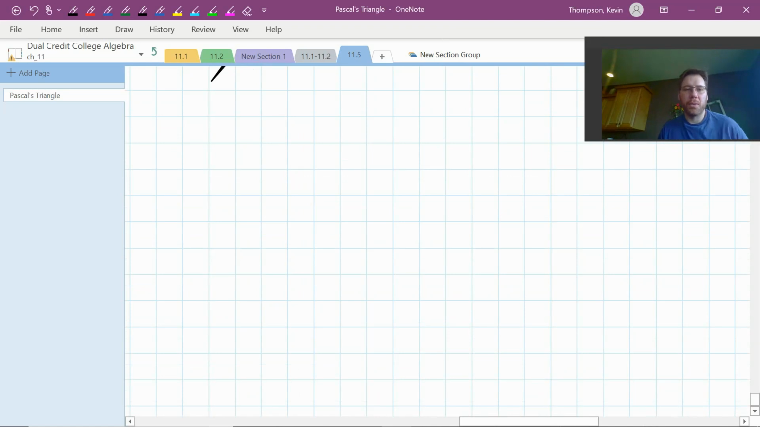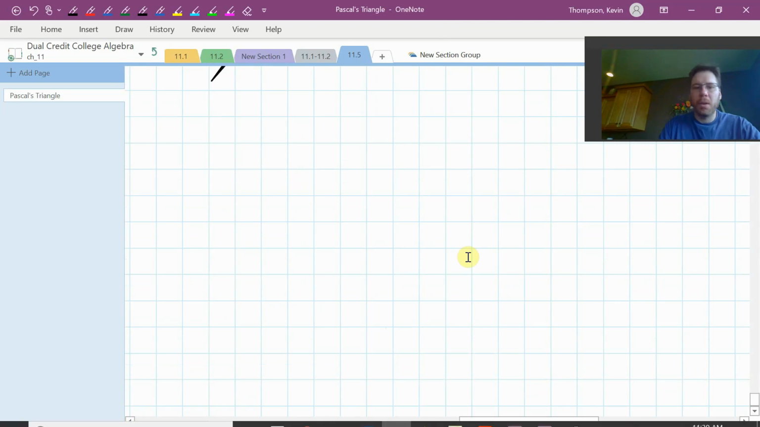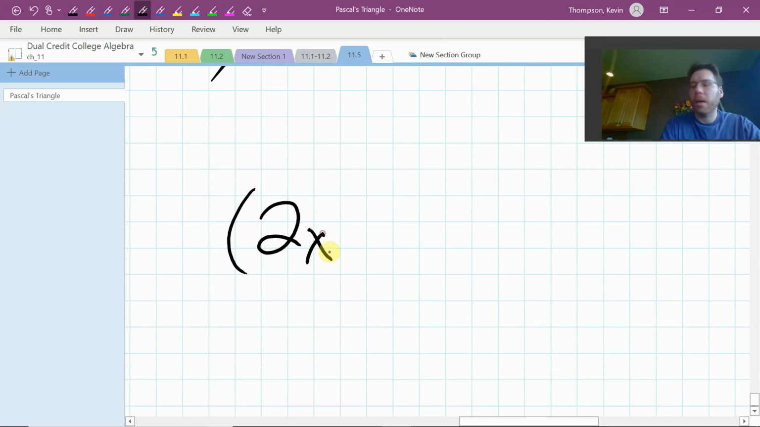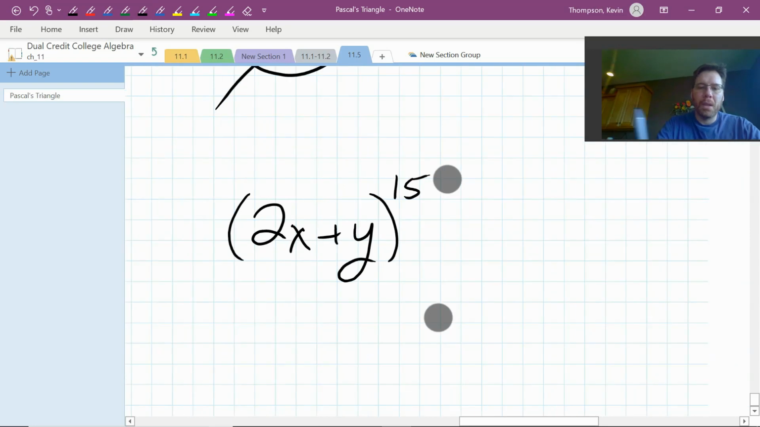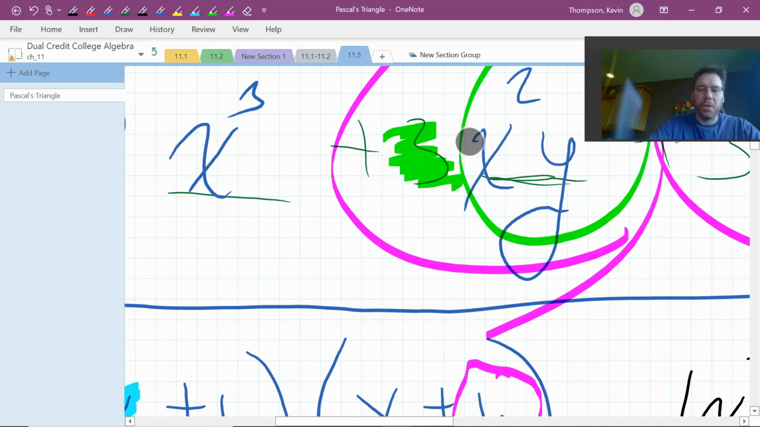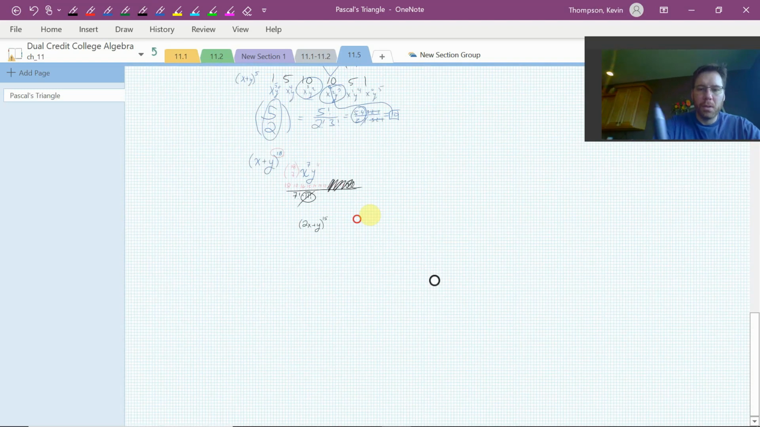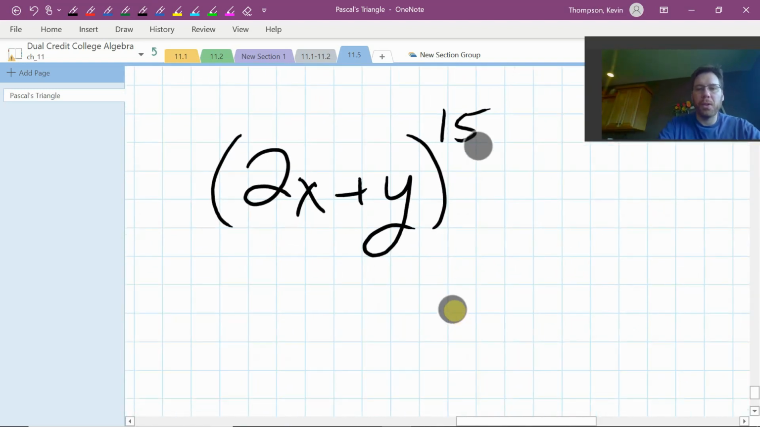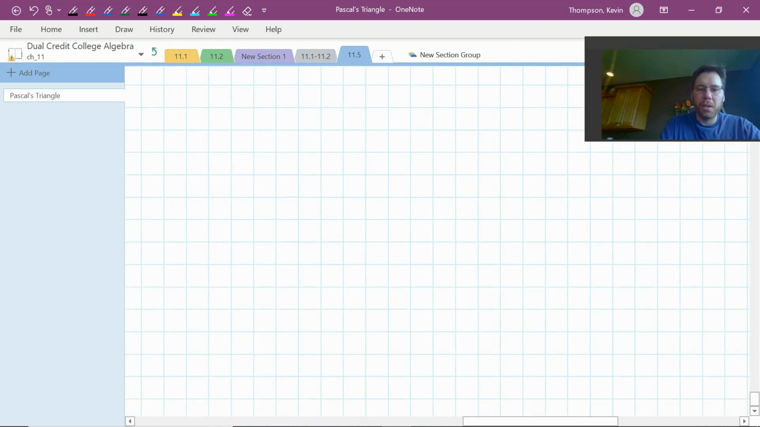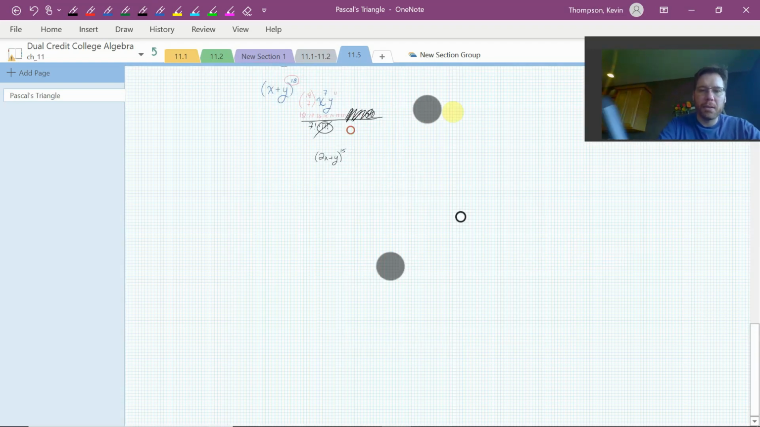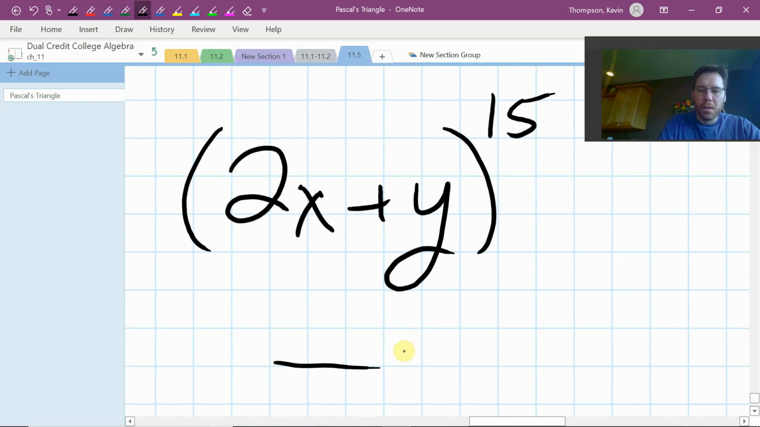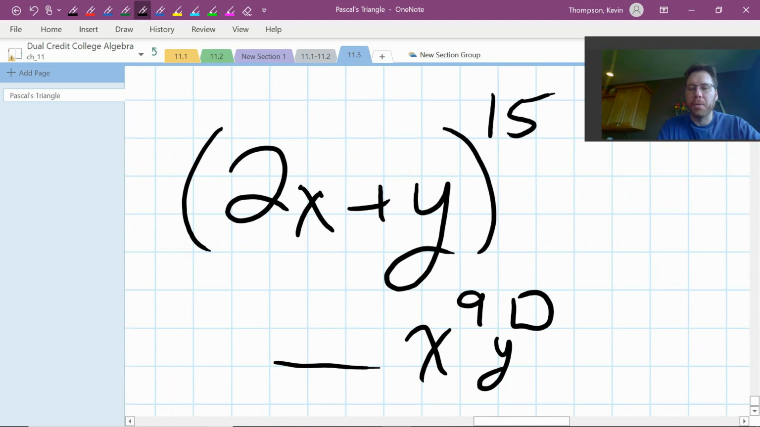Here is as hard as it gets when we think about binomial theorem and putting these pieces together. Okay, so if I would say 2x plus y, and that quantity to the 15th power. And suppose I'm looking for just one coefficient here. I'm looking for the coefficient of x to the, let's say, 9th. Y, I'm not going to tell you. Okay.